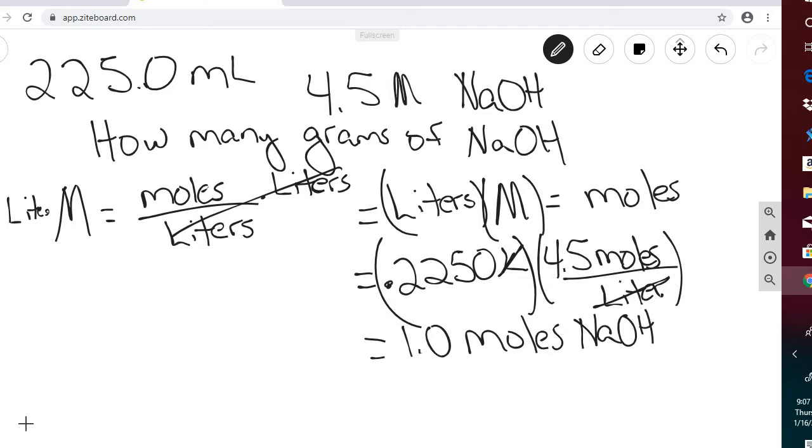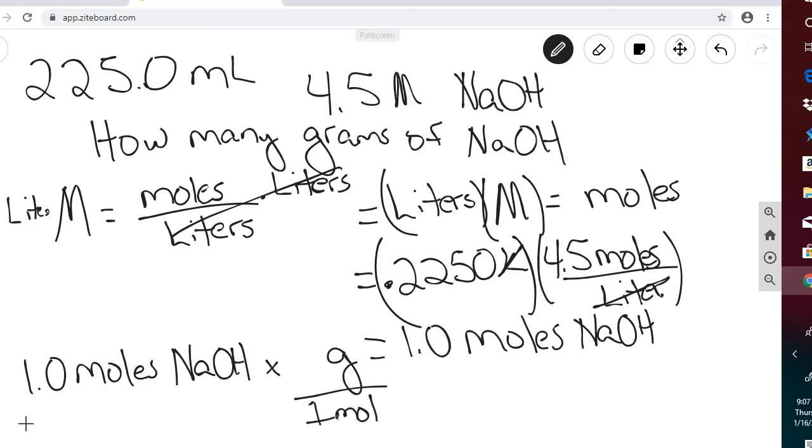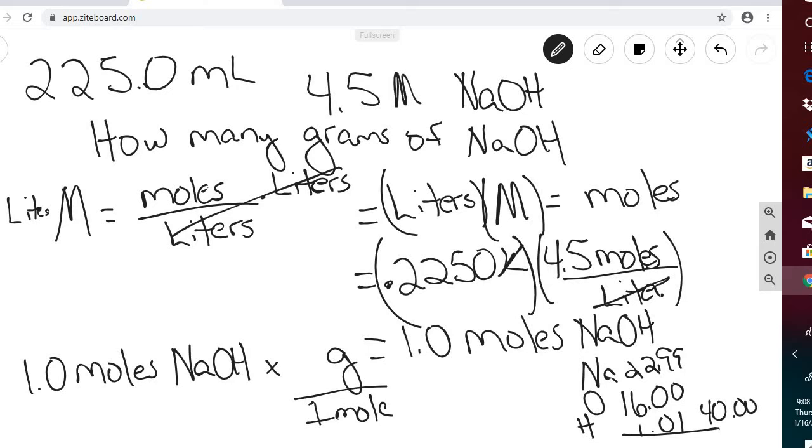Okay, so now we just convert that to grams. So 1.0 moles of sodium hydroxide, and we're going to convert that to grams, so grams is going to go on top and moles will go on the bottom. So 1 mole of sodium hydroxide, we have 1 sodium, 1 oxygen, and 1 hydrogen. So the oxygen is 16.00, the hydrogen is 1.01, and the sodium is 22.99. Okay, so adding those all together, you get that there's 40.00 grams in 1 mole.